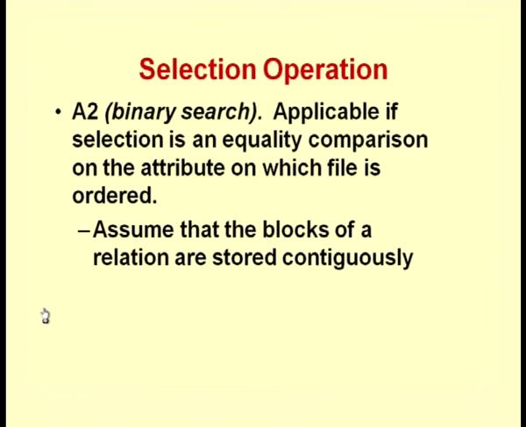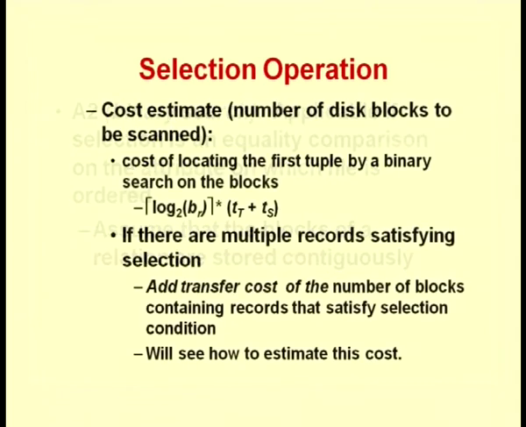The second is binary search. It is applicable if the selection is an equality comparison on the attribute on which the file is ordered. This is the best type. Assume that the blocks of a relation are stored contiguously. The cost estimate is the number of disk blocks to be scanned, which is the cost of locating the first tuple by binary search. So, here it is log2(BR) times (TT plus TS).